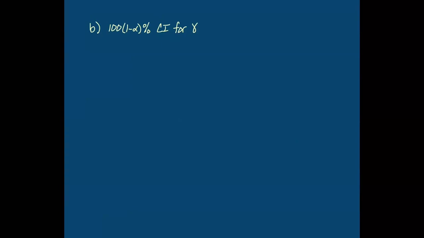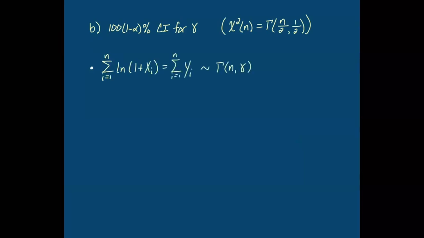As a reminder, the chi-squared n distribution is defined to be the gamma distribution with parameters n over 2 and 1/2. You may see this as gamma n over 2, 2, in which case your reference is parameterizing the gamma distribution a little bit differently than we are in this course. The sum as i goes from 1 to n of the log of 1 plus Xi is simply the sum as i goes from 1 to n of the capital Yi.